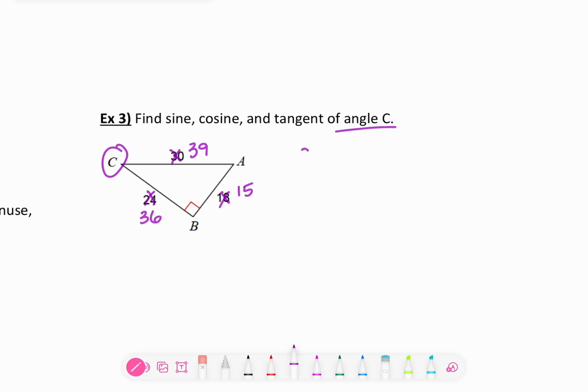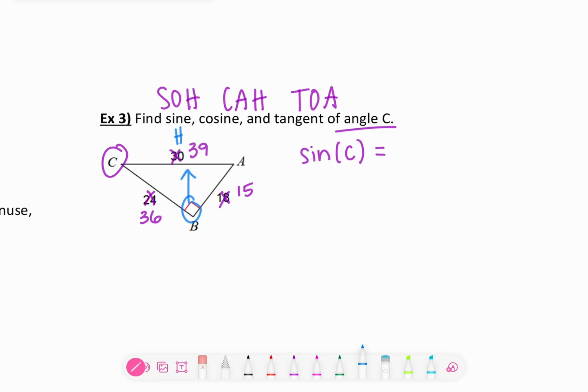Okay, so now we're going to find sine, cosine, and tangent of angle C. So sine is SIN with your reference angle of C in parentheses. And remember SOH CAH TOA. Sine is opposite over hypotenuse. Cosine is adjacent over hypotenuse. And tangent is opposite over adjacent. So for sine of C, let's go ahead and label our sides. The hypotenuse is across from the right angle. That's going to be 39. Opposite of C is going to be that 15. And then adjacent is going to be the 36.